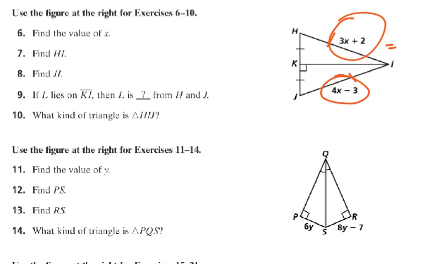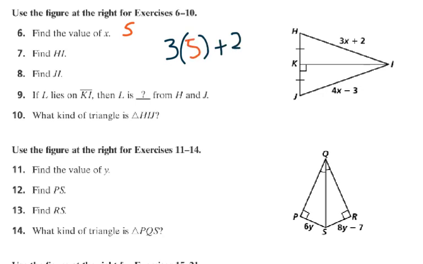So looking at the question, number 6 did ask me for x. So I've got that one. So it's definitely 5. X is 5. The next thing they ask me for is, what is the length of HI? Well, to figure that out, I'm going to have to use x equals 5 and plug it into the expression. So 3 times 5 plus 2. Well, 3 times 5 is 15, plus 2 is 17. So HI is 17.